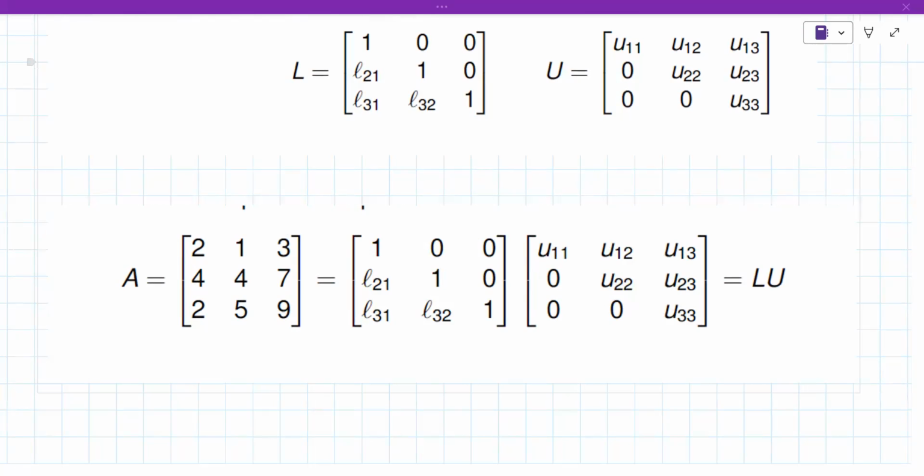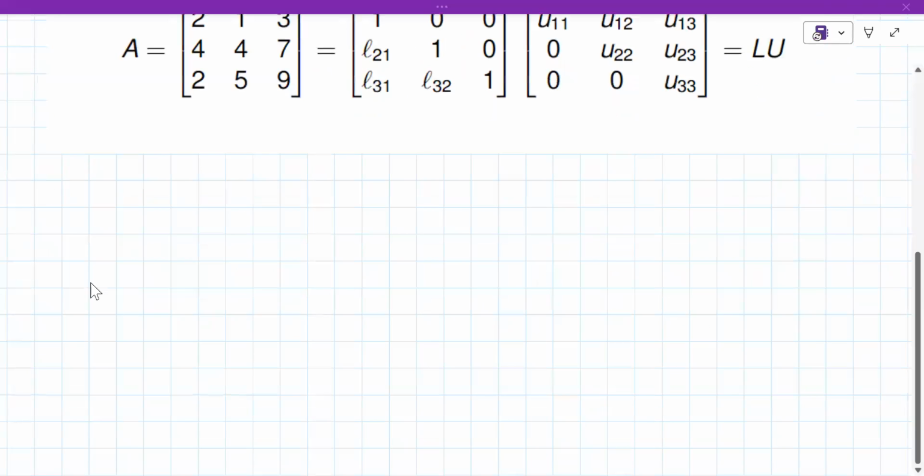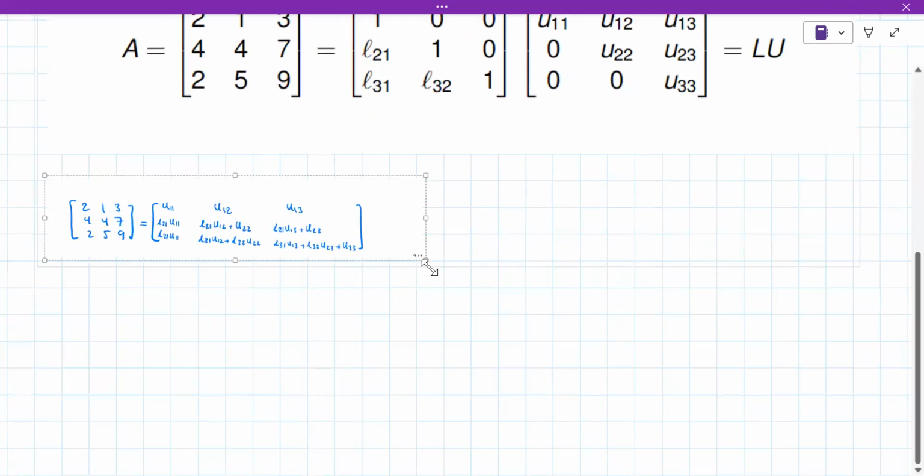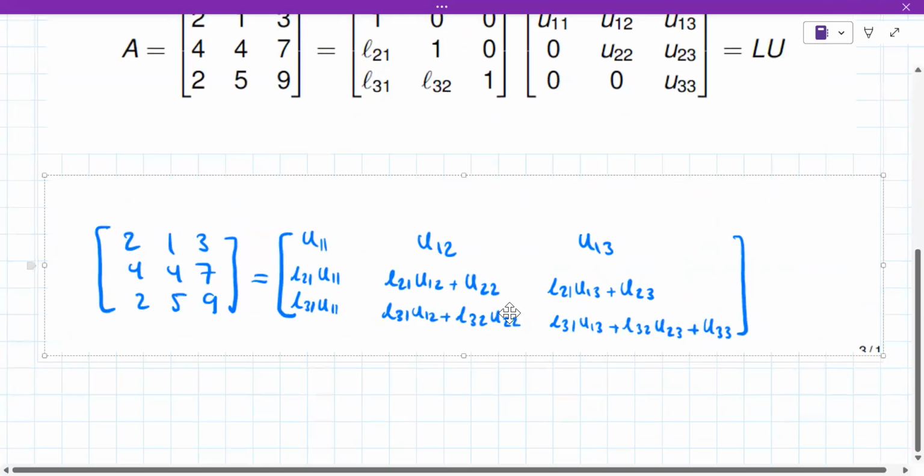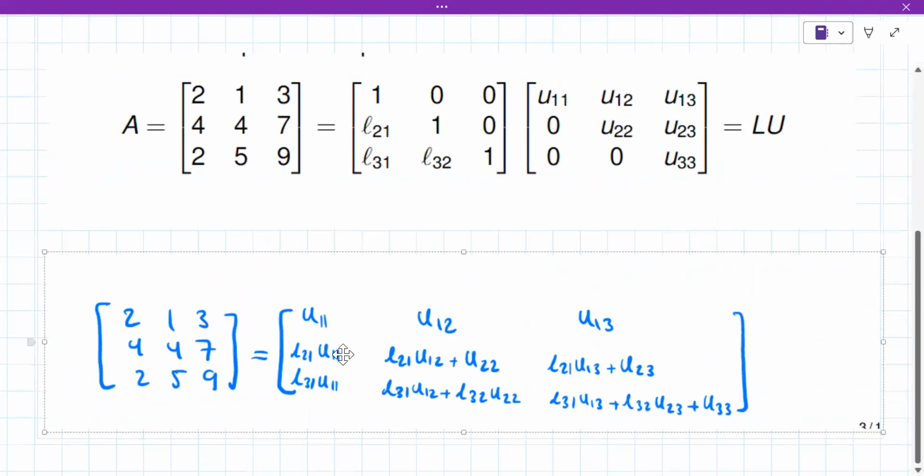Okay, now how to do that? Well, here's how to do that. So they give you the formula. I don't even know how you do this otherwise. I mean, it's basically a nightmare to do, but they're saying U11 is 2. That one right there is 2. U12 is 1. U13 is the 3.